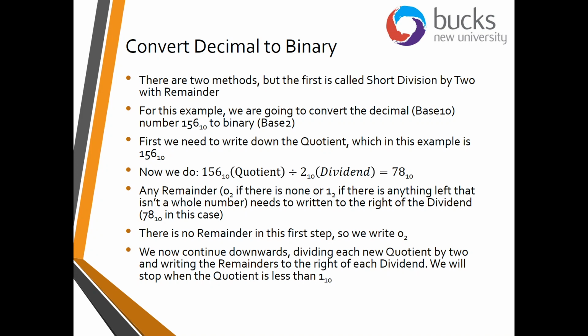We now continue downwards, dividing each new quotient. 78 is our new quotient after 156 has been divided by 2. We divide that again by 2, and we write out remainders to the right of each dividend. And we will stop when the quotient is less than 1.